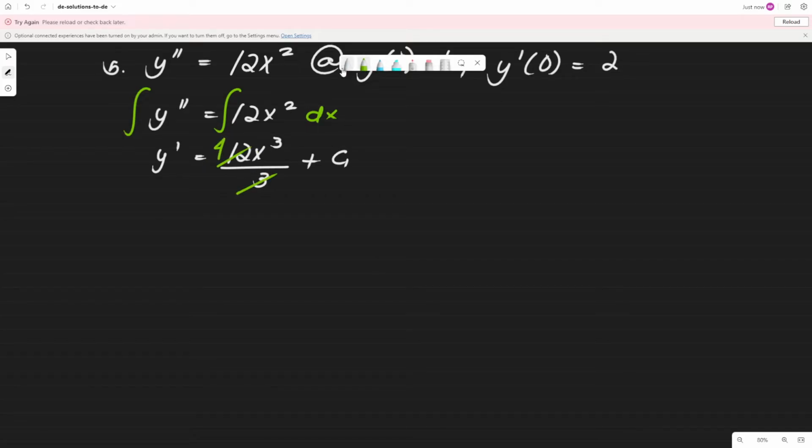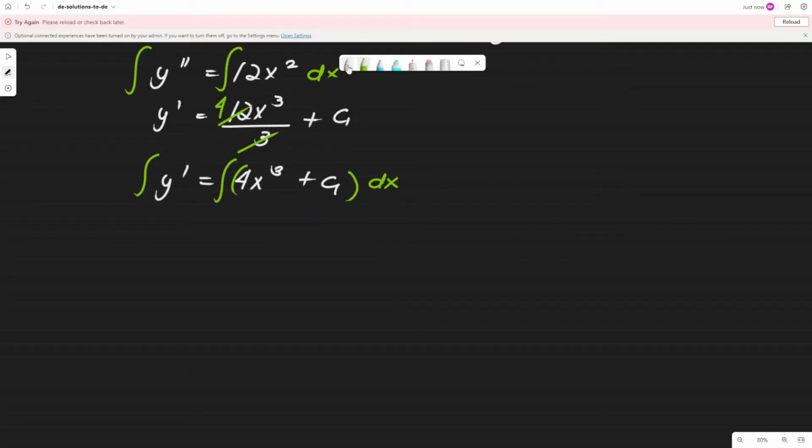Just give us 4. So y prime is equal to 4x cubed plus c sub 1. Then let's get again the antiderivative of this function. So this time buo siya. Hindi natin pwedeng iwan si c1 lang kasi kasama na siya sa value ng y prime.